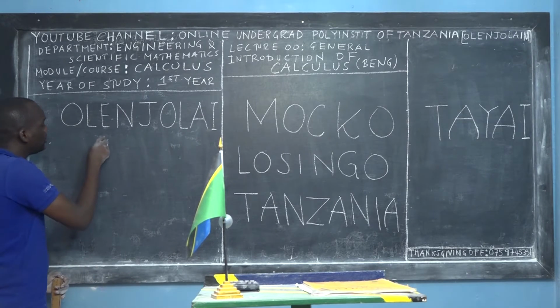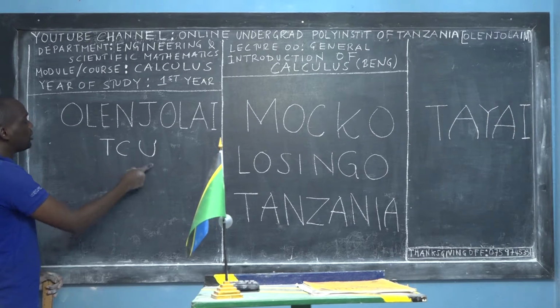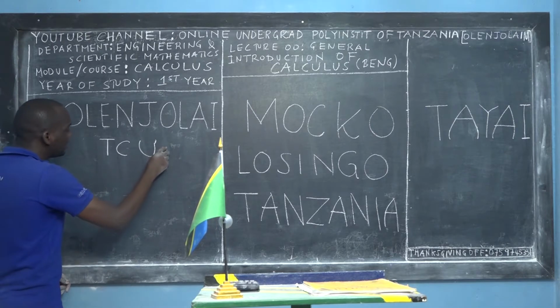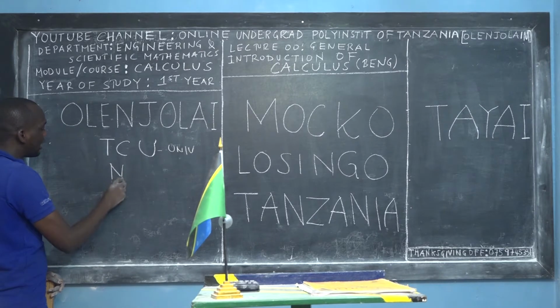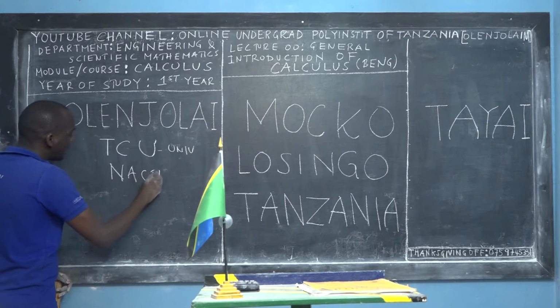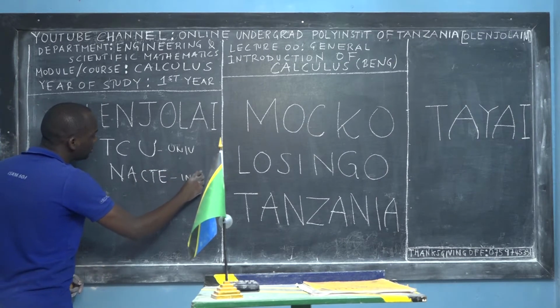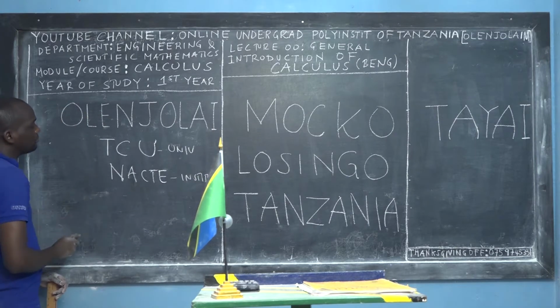This material might be used in, we have the authority called the TCU, Tanzania Commission for Universities, and this is guiding all universities and colleges. But also we have another authority which we call NATE, and NATE guides all the institutions. So all the technical institutions are under NATE.